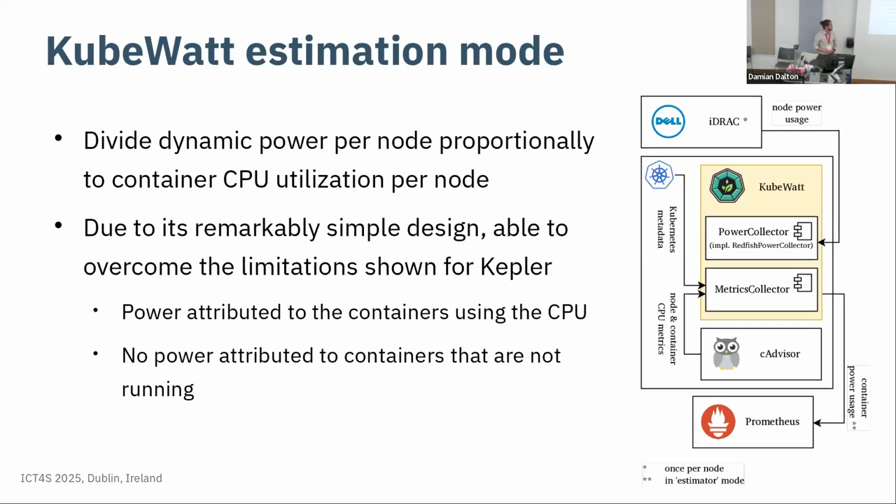Then the estimation mode, which is the most important part of KubeWatt. As I said before, this divides the dynamic power per node proportionally to the container CPU value per node. And due to its remarkably simple design, in this case, we found that it was able to overcome some of the limitations that we found in Kepler. So power was attributed to containers using the CPU, and it was able to do that correctly. And we also saw that no power was attributed to containers that are not running, simply and only because Kubernetes does not report these in its metric API, which is what we should expect.